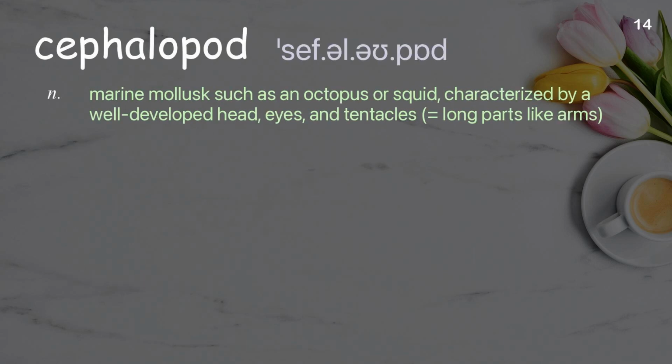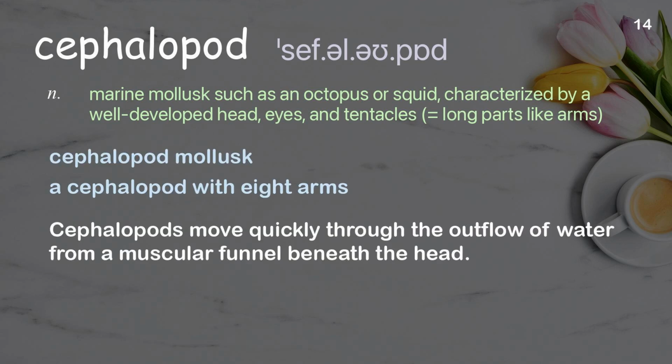Cephalopod. Marine mollusk such as an octopus or squid, characterized by a well-developed head, eyes, and tentacles, equals long parts like arms. Examples: Cephalopod mollusk. A cephalopod with 8 arms. Cephalopods move quickly through the outflow of water from a muscular funnel beneath the head.